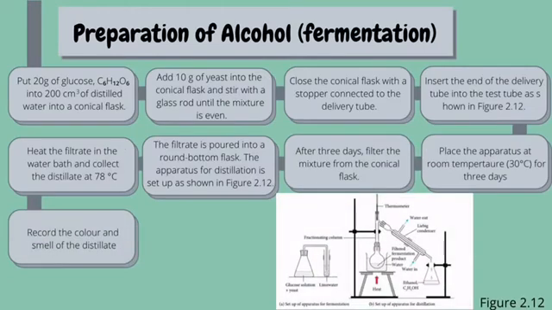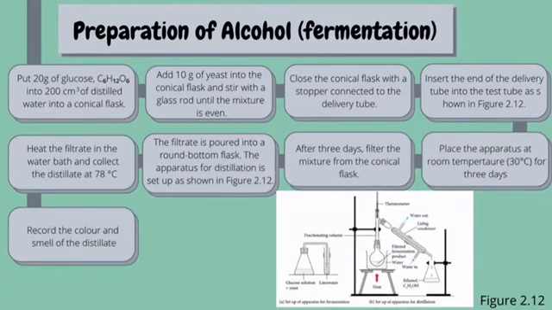So, for preparation of alcohol, there are 9 steps in order to prepare alcohol through the fermentation process. Fermentation is the process in which a substance breaks down into a simpler substance. Microorganisms like yeast and bacteria usually play a role in the fermentation process in order to prepare beer, wine, bread, kimchi, yogurt and other foods.